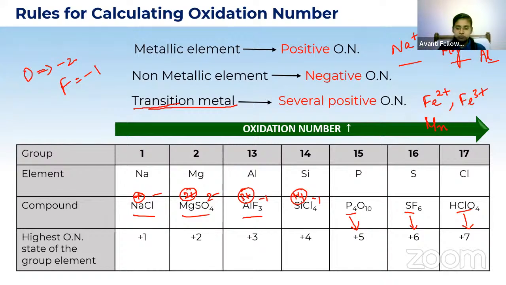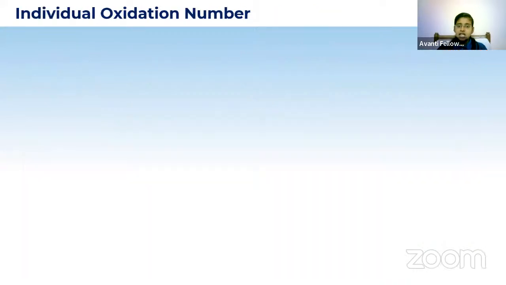Okay. Clear? Very good. So now, this is all about the rules. We have studied 7 rules and some information about the metals and non-metals. So the next thing that we are going to discuss is individual oxidation number. I can give special cases as a name. So we are going to see some special cases, which is called individual oxidation number.